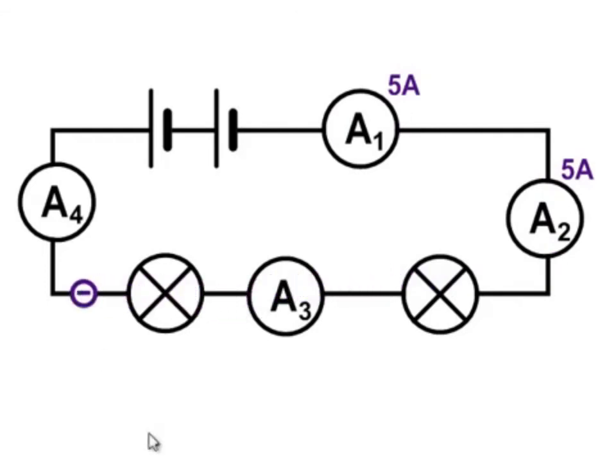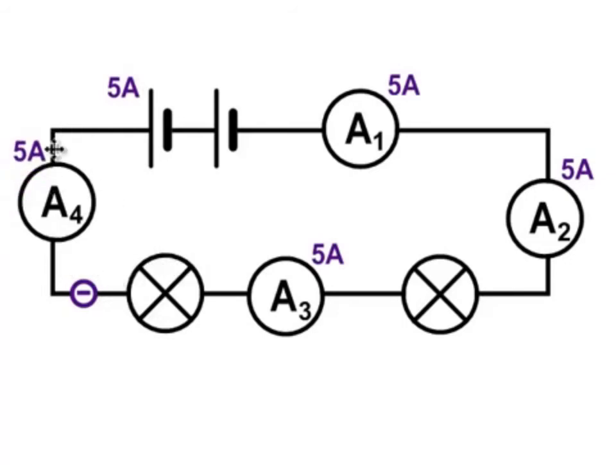So if somebody asked you what's the current through ammeter A3, you could just say the current's 5 amps. If someone said what's the current through the first cell, you'd say, well, it's a series circuit, the current is 5 amps. What's the current through ammeter A4? The current is 5 amps.